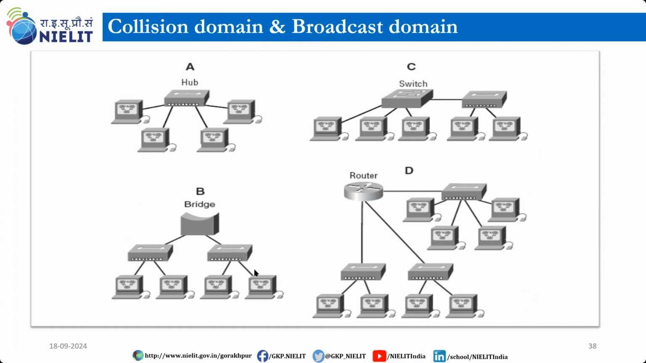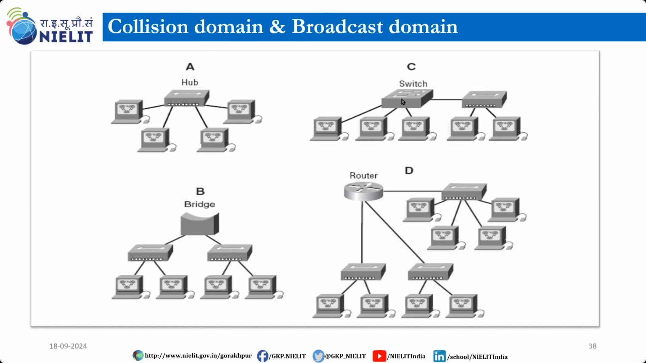And in the case of collision domain, if these two PCs try to transmit data at the same time, there will be a collision at the hub level. So the collision will happen in the hub itself. Similarly, if these two PCs also transmit data, their collision will happen at this hub level. But if this PC is sending data in this direction and this PC is also sending data in this direction, there will be no collision in the bridge because the bridge has two collision domains. So here two separate channels are available.